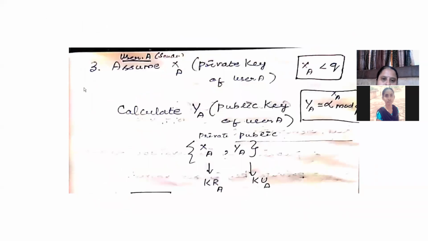Next, the third step is to generate the keys. We are going to generate a private key and a public key for both users. For example, if you consider user A to be the sender, then we assume XA. X represents the private key and Y represents the public key. The suffix A represents the sender. So XA represents the private key of user A, and the value you have to consider is that XA should be less than q.